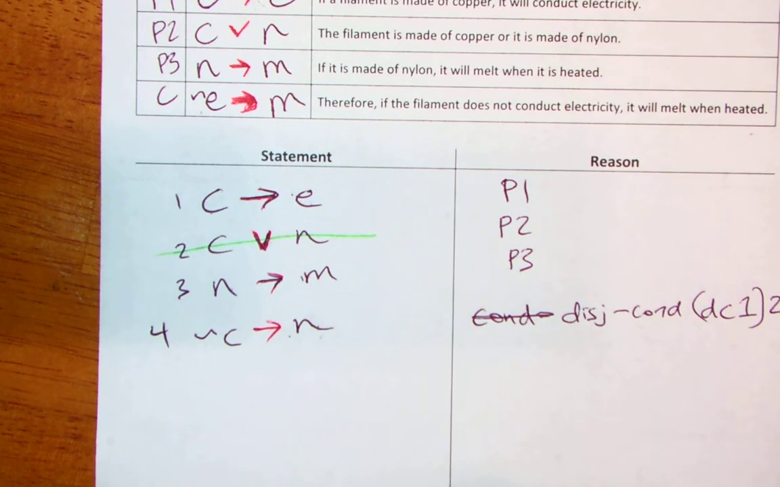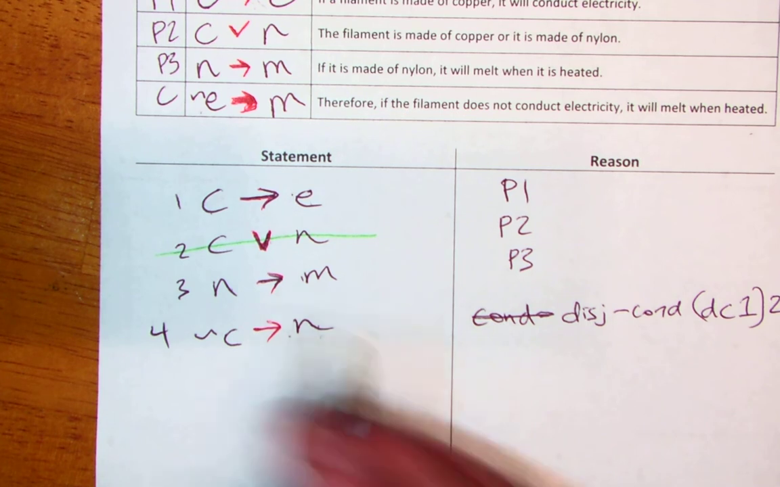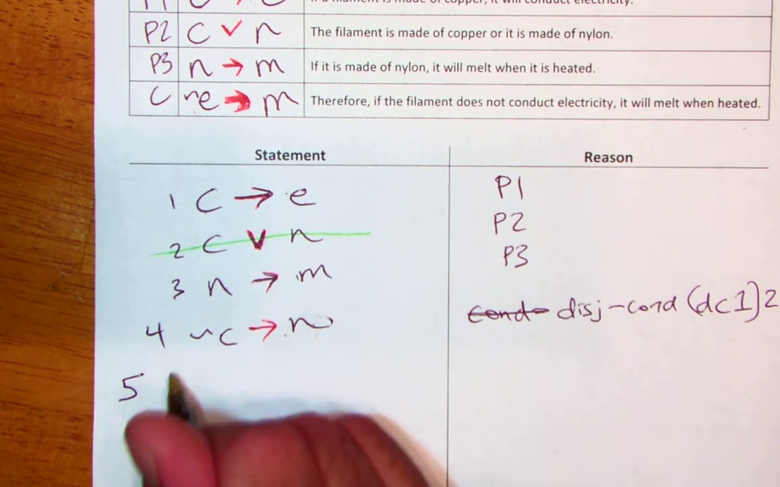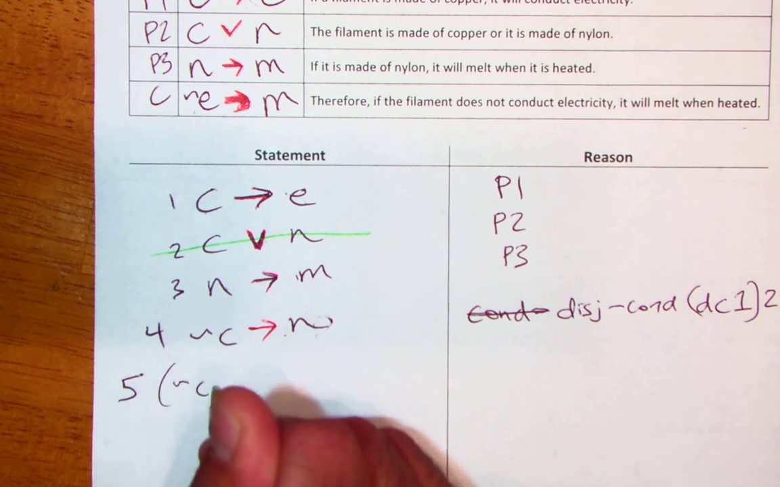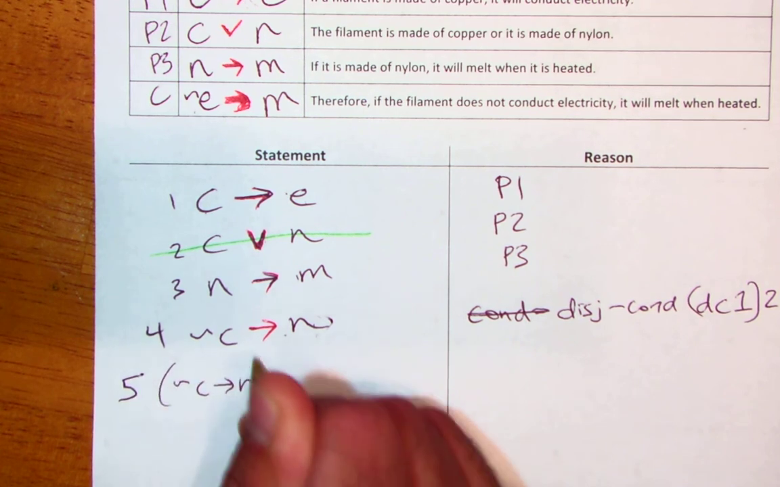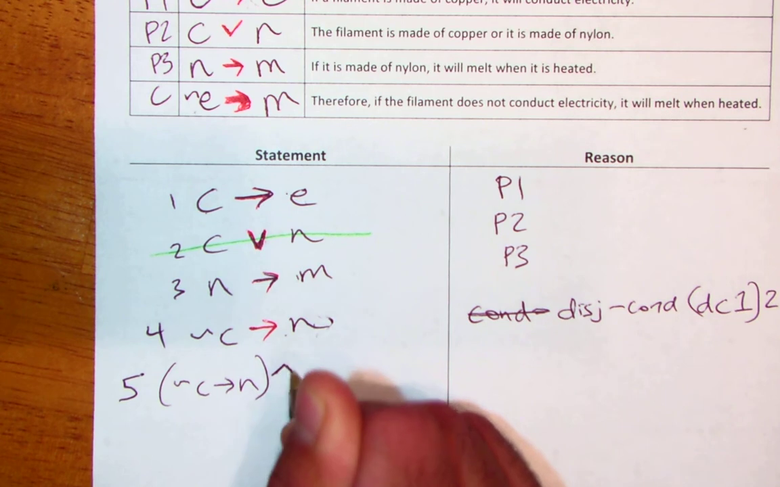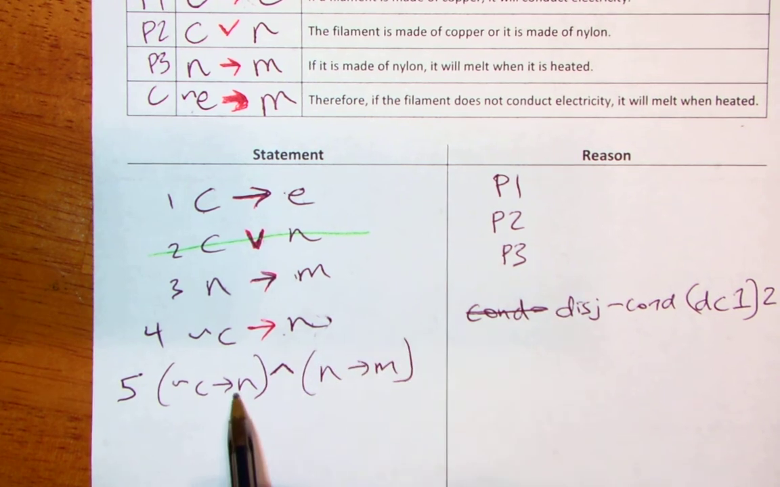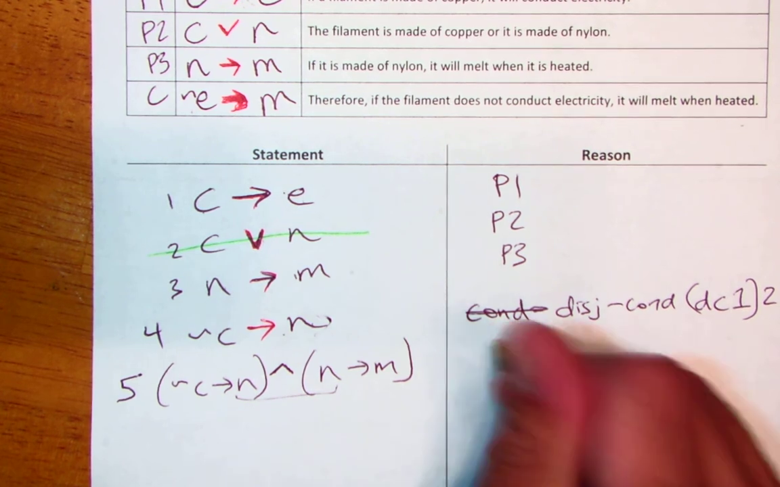And again, you could do these steps in a different order. So anything here is fine. I'm going to put this one first because I know that not C, then N, and if N, then M, keeps the two N's here in the middle. All I've done here is a conjunction.